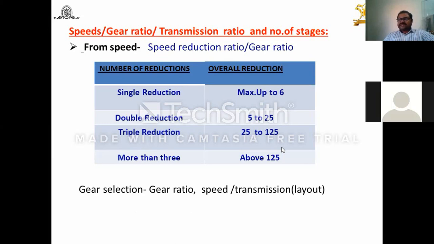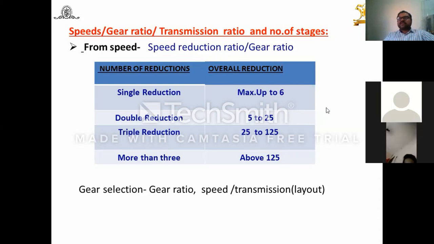If there are 3 stages, input shaft, intermediate, output shaft, the ratio of how much is the speed at the output and the input, from that you will get the transmission ratio. Once the transmission ratio is decided, from that you can find out the gear ratio or the speed ratio between different stages. Again, in many books you will find the geometric progression. That is the mathematics which is used to find out the speed reduction in each stage.